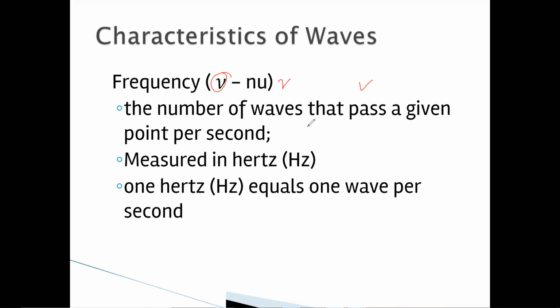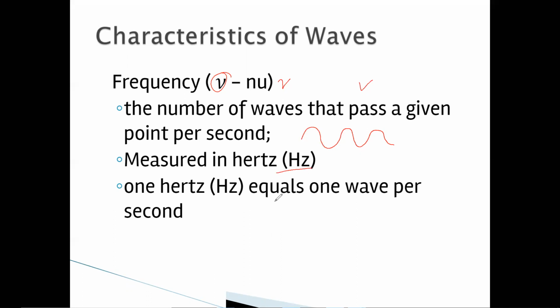Frequency is the number of waves that are going to pass a given point per second. So when I draw out a wave, waves don't just stand, they're not just still in the air, they're traveling. So let's say we picked a point, and that wave is going to be traveling past that point. The amount of these waves that travel past that point per second is its frequency. And we measure frequency in hertz. Hz is the abbreviation for that.